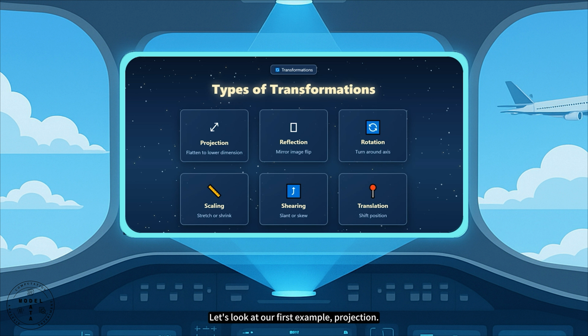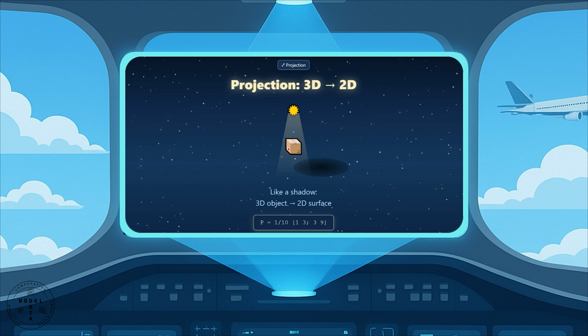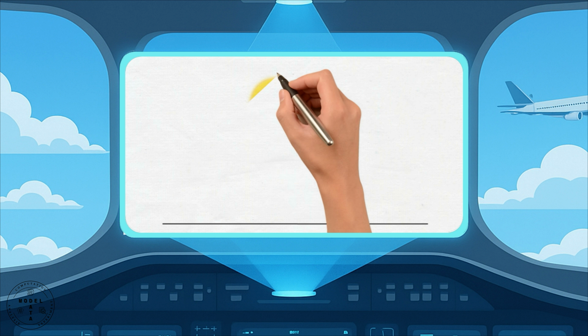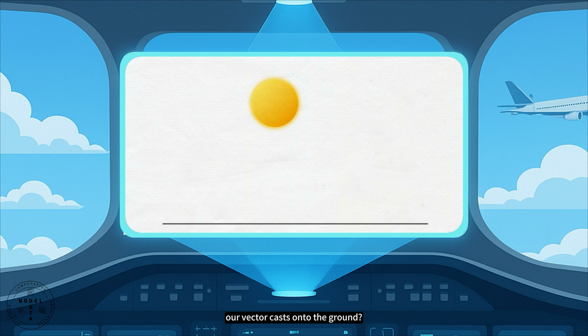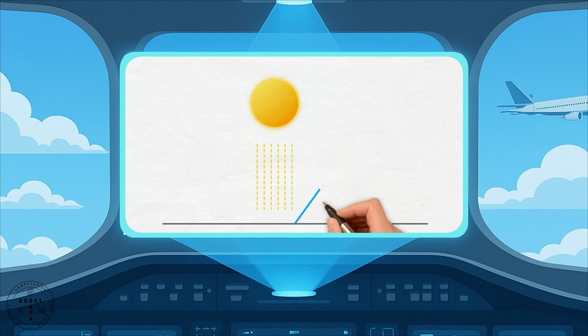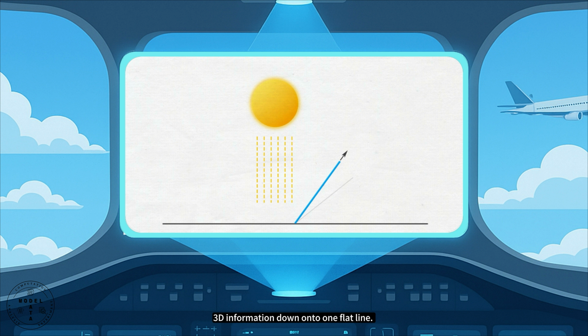Let's look at our first example, projection. This one's super intuitive. Just imagine a really bright light shining straight down from the sky. The shadow that an object or our vector casts onto the ground, that's its projection. It's like we're squashing all its 3D information down onto one flat line.